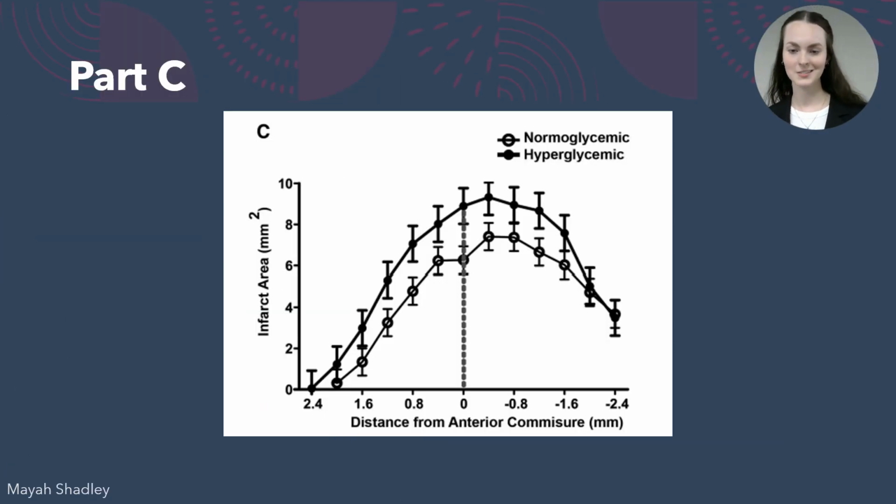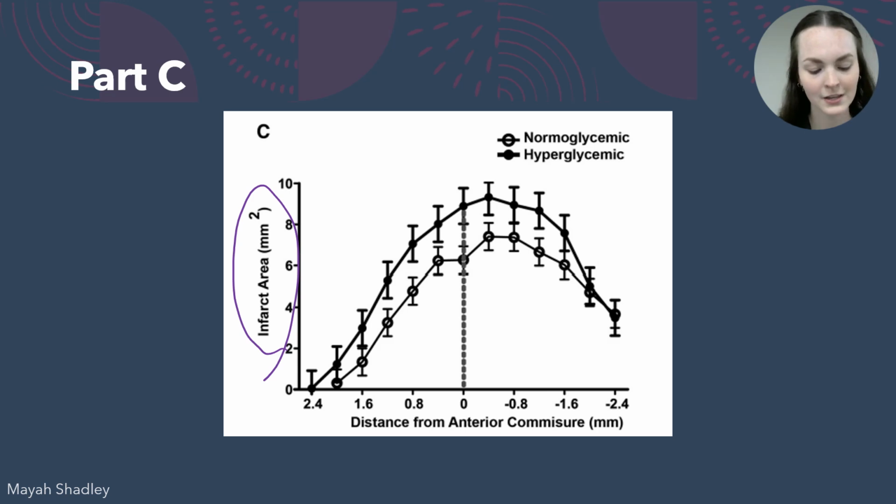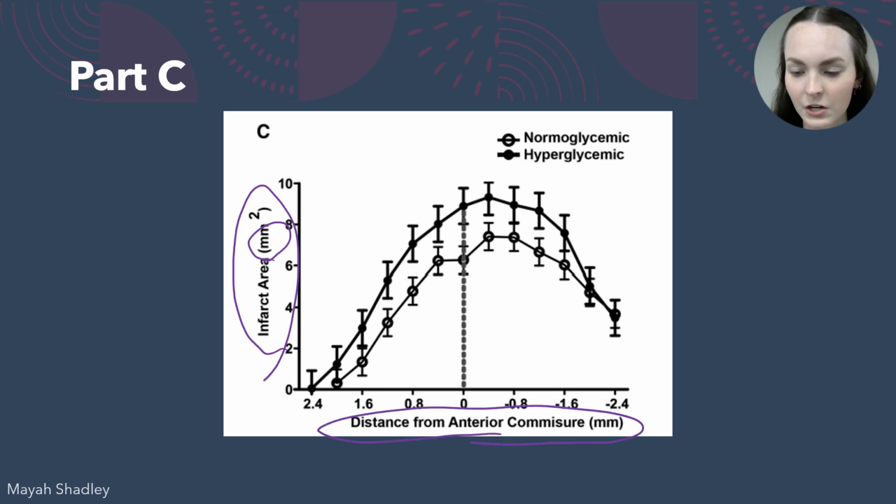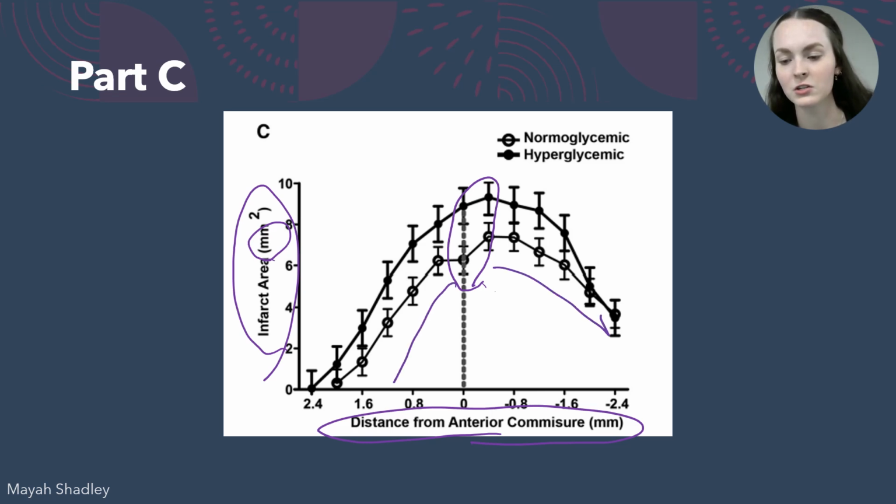Moving into part C, first we're going to identify these axes here. On the y-axis, we've got the infarct area, which is talking about the size of brain tissue damage, and this is in square millimeters. Then on the x-axis, we've got the distance from the anterior commissure, which is just a reference point that they used in the brain in order to decide where this infarct area was coming from. That's why it's got a peak point here. This is where the anterior commissure was. This is moving in one direction, and this is moving in the other direction right there. And so that's why it peaks like that.